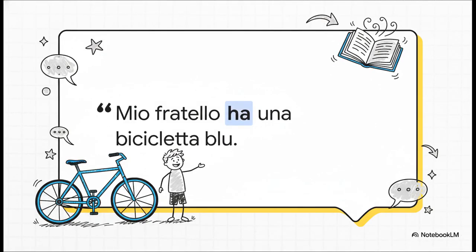Mio fratello ha una bicicletta blu. This just means my brother has a blue bicycle. Pretty straightforward, right? That little word ha is the form we use for lui, which means he. So my brother, he has.